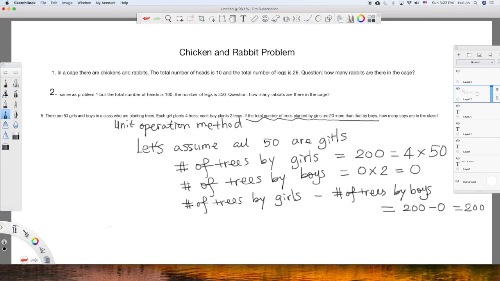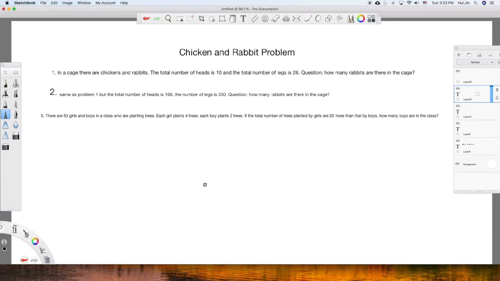So let's look at the unit change. If we replace that's some technical errors on the pen. So let's restart on this. Okay. That's using the unit operation method.